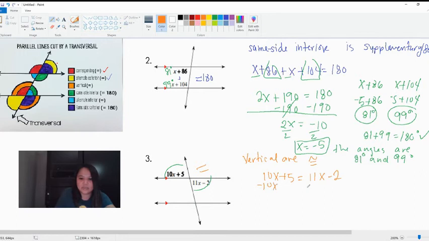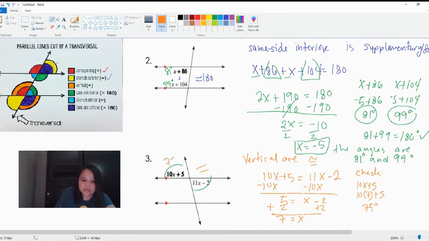We subtract 10x from both sides. And I get 5 equals 1x minus 2. Then add 2 to both sides of the equation. And we get x is equal to 7. So x is 7, but what are those angles? So we're going to do a quick check over here just to see what the actual degree of this angle is. So I'm going to do 10x plus 5. I'm going to plug in 10 times 7 plus 5. And that's going to give me 75 degrees. So this here should be 75 degrees.